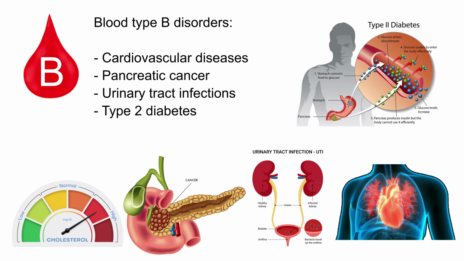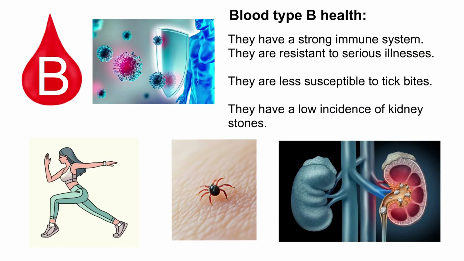Blood type B, susceptible to urinary tract infections, bacterial and inflammatory infections, may have a predisposition to pancreatic cancer. Blood type B may increase the risk of developing type 2 diabetes. In addition to blood clotting problems, there is a higher risk of cardiovascular disease due to high cholesterol levels. Blood type B individuals have a high level of immunity.